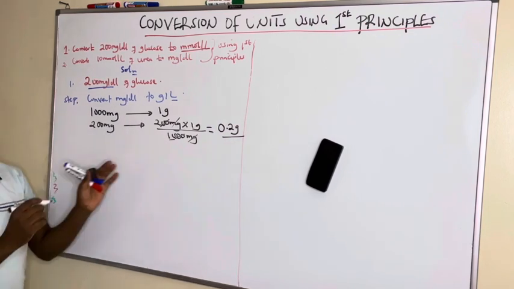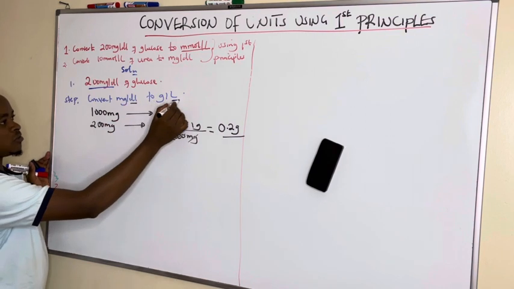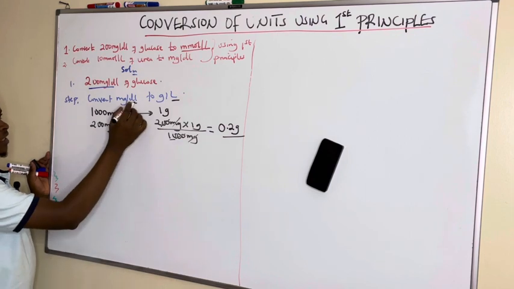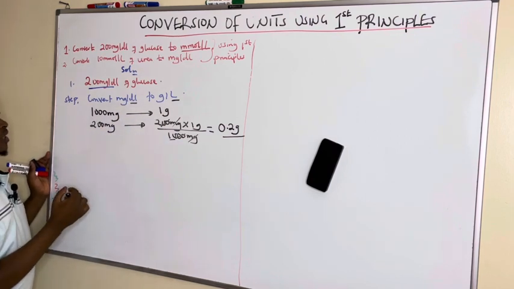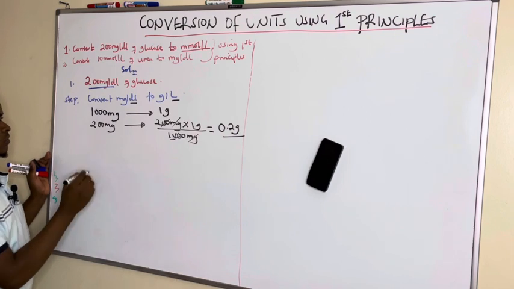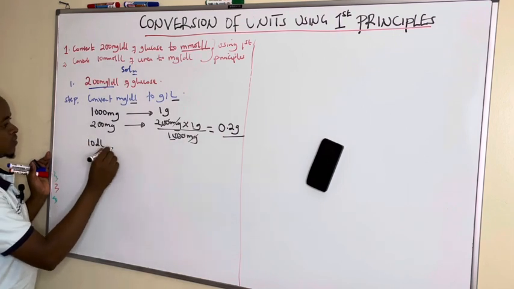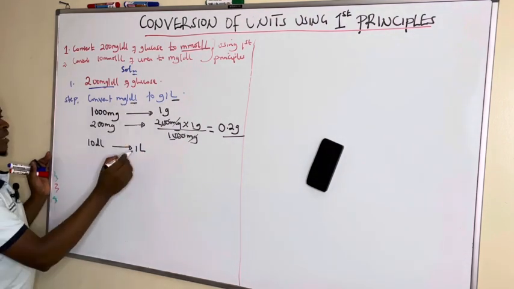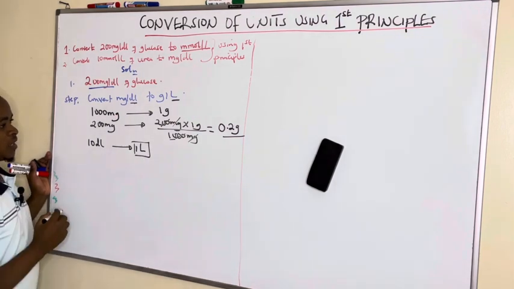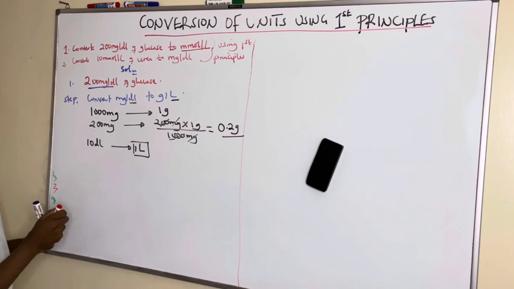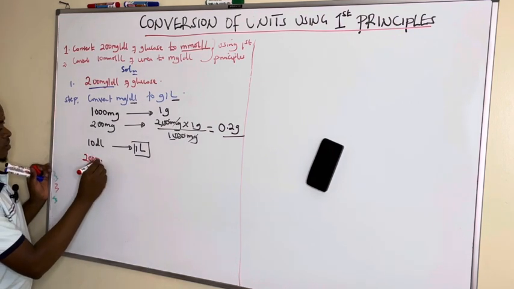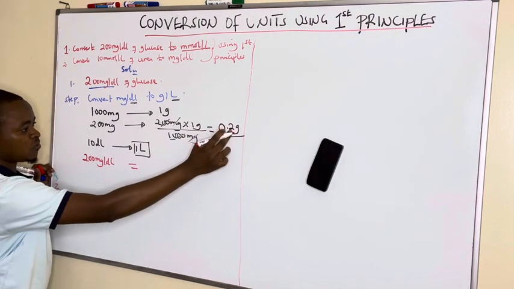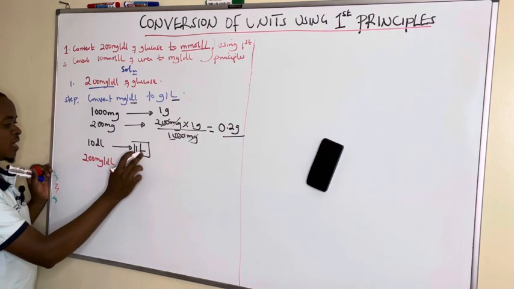After this, we also need to convert a deciliter into a liter. We know that 1 liter is equal to 10 deciliters, or 10 deciliters is equivalent to 1 liter. So where there is a deciliter, I'm going to substitute it with a liter. Then 200 milligrams per deciliter is equivalent to, where there is 200 milligrams, 0.2 grams, and where there is deciliter, 1 liter.